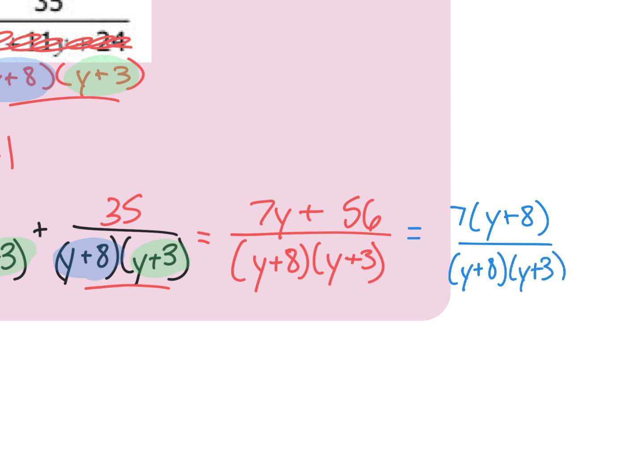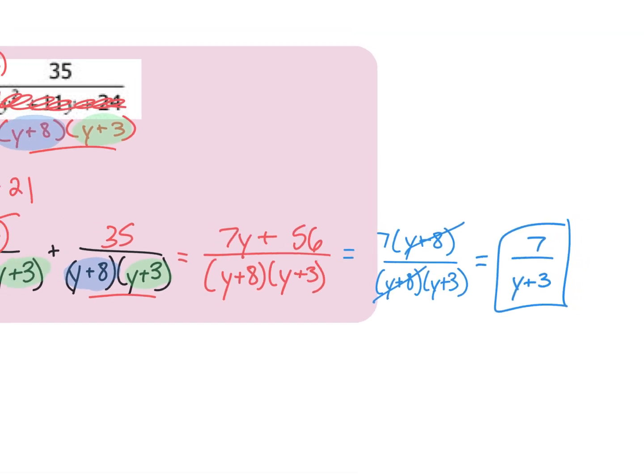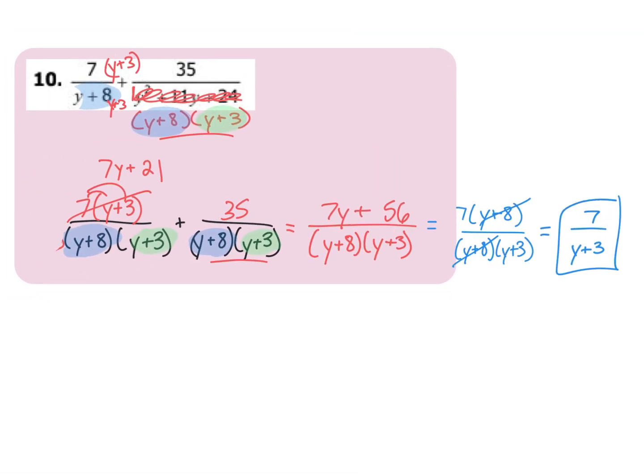And now we look, can any binomials leave this island? And yes, y plus 8s are on the top and the bottom, so we'll get rid of them. And we're left with 7 over y plus 3. That is my final answer there. Okay, so this is a process. This is a definite process. Hopefully this is making sense, though. We're going to keep practicing, so hold tight.